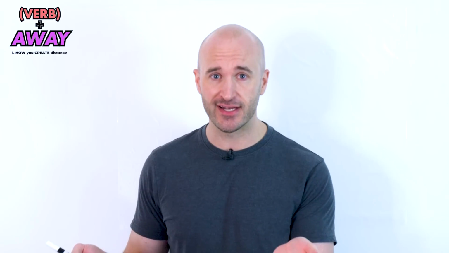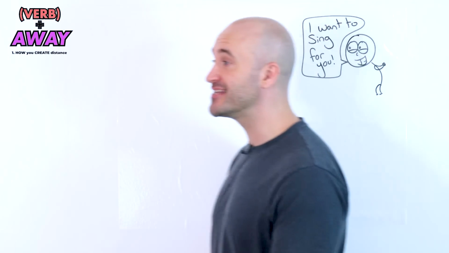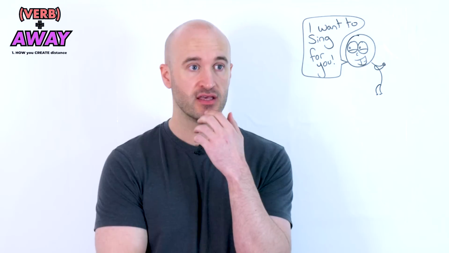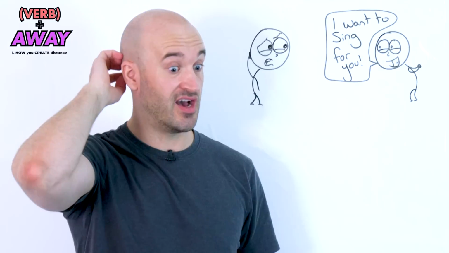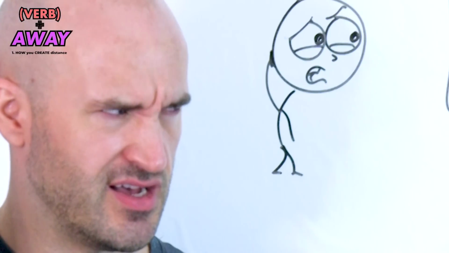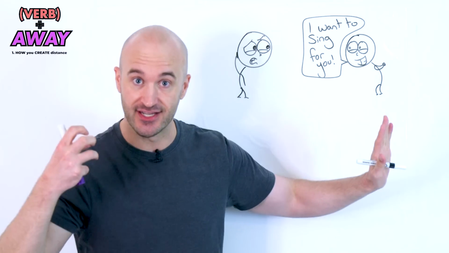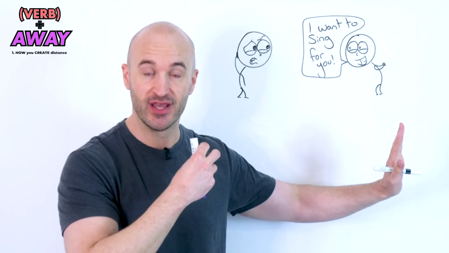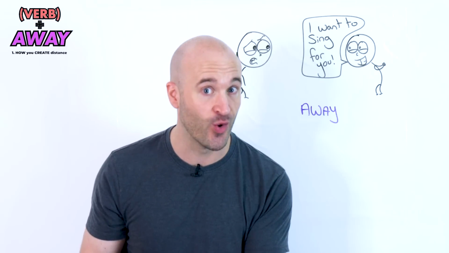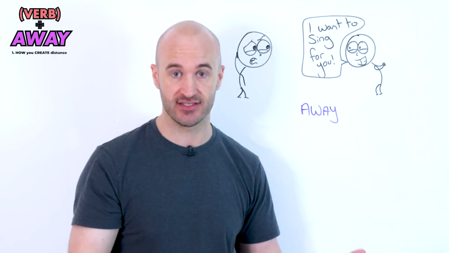But let's add a verb before away. Now we talk about how you created that distance between the two things. Just for example, if your friend said, I've been practicing my singing, can I sing for you? And your reaction is, yeah, you don't want this. So you want to create distance between you two. But how are you going to create the distance?